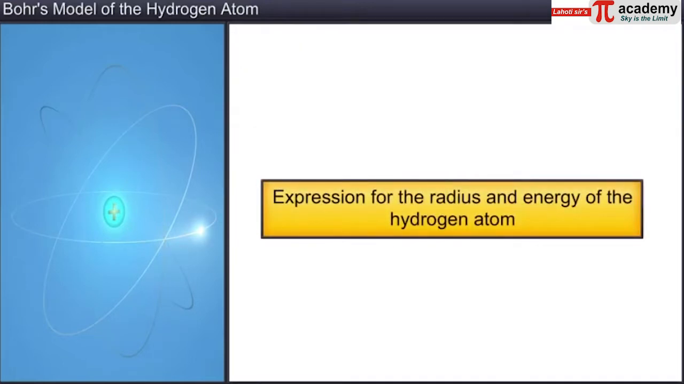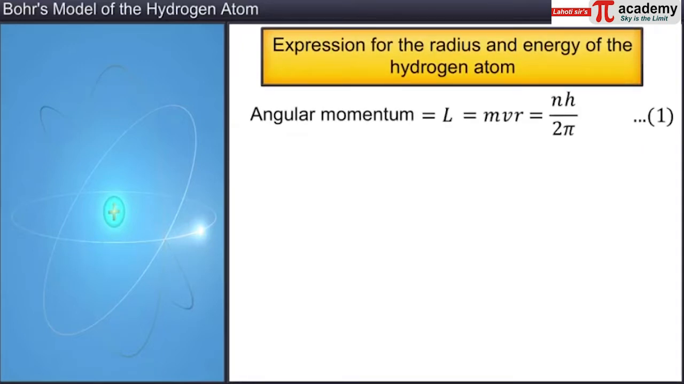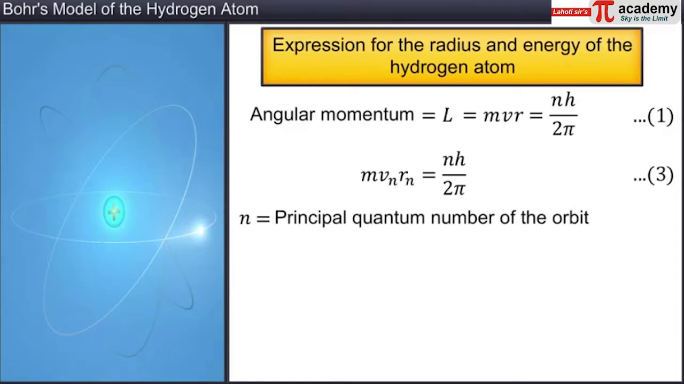Let us now derive the expression for the radius and energy of the hydrogen atom. From equation 1, we can write m V_n R_n is equal to nh by 2 pi. Here, n is an integer, R_n is the radius of the nth possible orbit, and V_n is the velocity of the electron in the nth orbit. Let this be equation 3. The allowed orbits are numbered 1, 2, 3, and so on, according to the values of n, which is called the principal quantum number of the orbit.